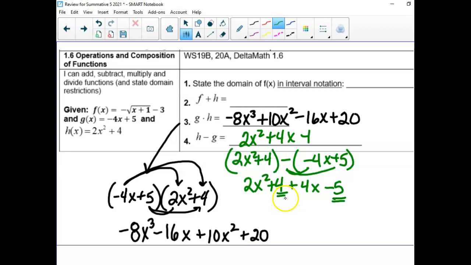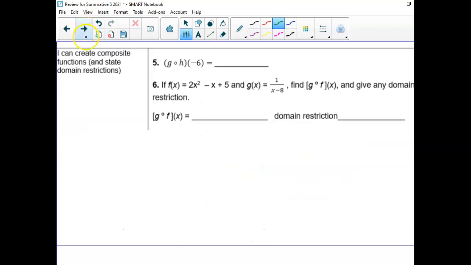Okay, so that's adding, subtracting, multiplying. That brings us to dividing and composition. Remember this, I don't have the functions on here. That's not helpful.